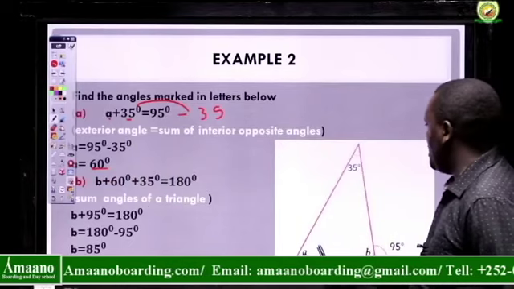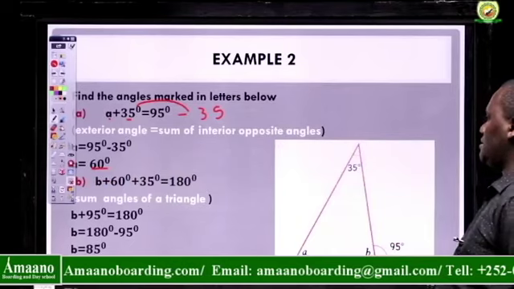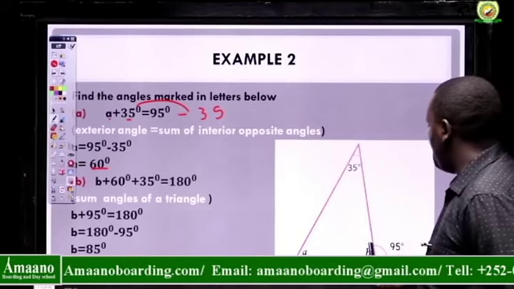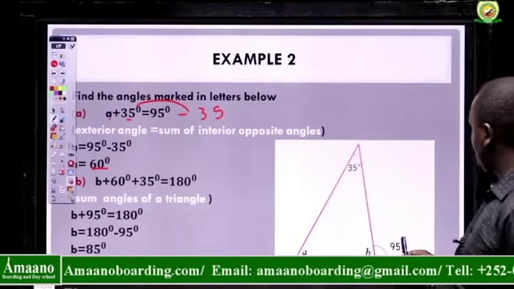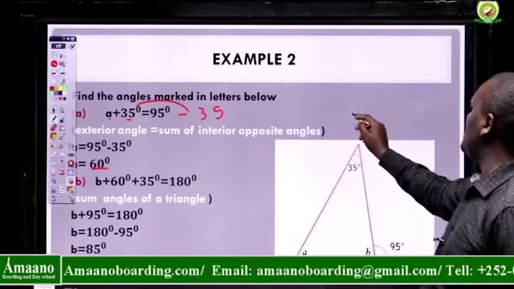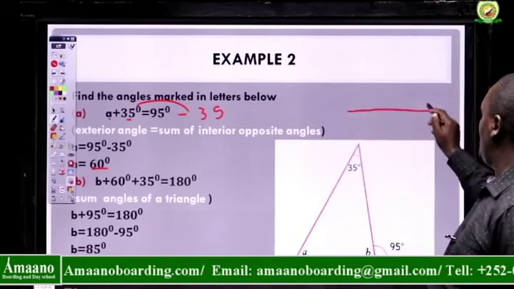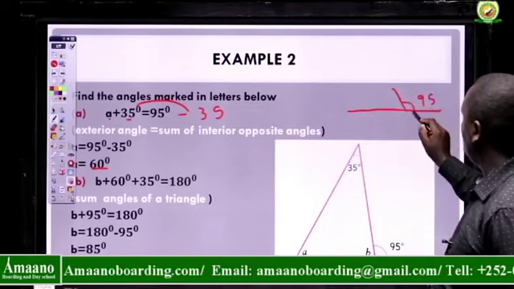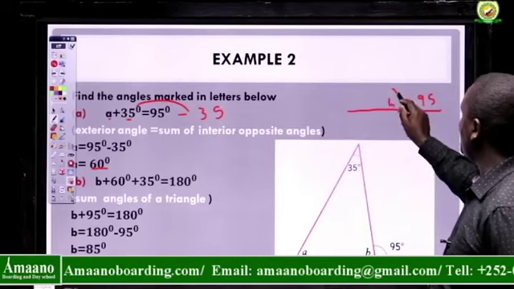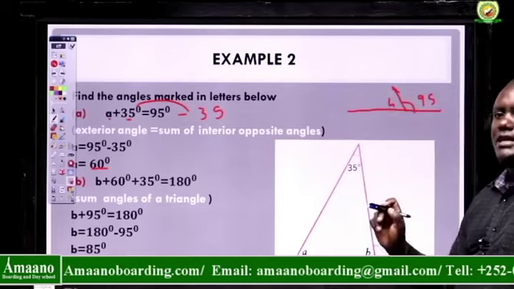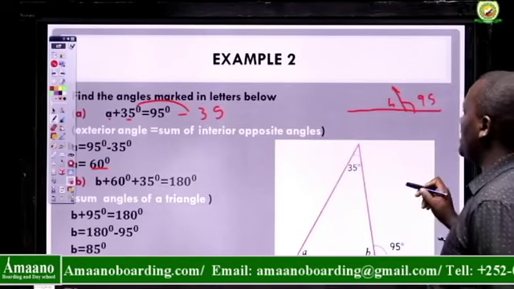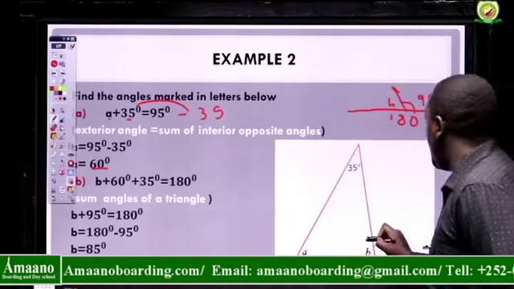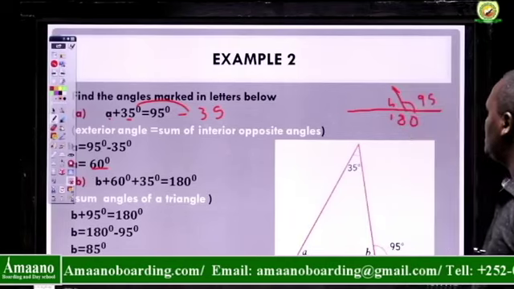After you find angle A, I'll find angle B very easily. That means I will take angle B plus this exterior angle. This exterior angle is angles on a straight line. I have this straight line, but I'm given this side to be 95, and this is B. I'm supposed to find B. Angles on a straight line add up to 180 degrees.